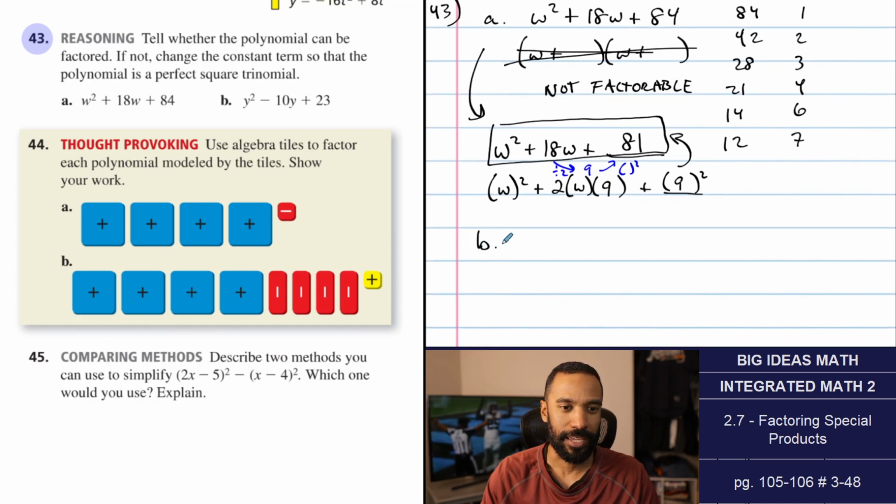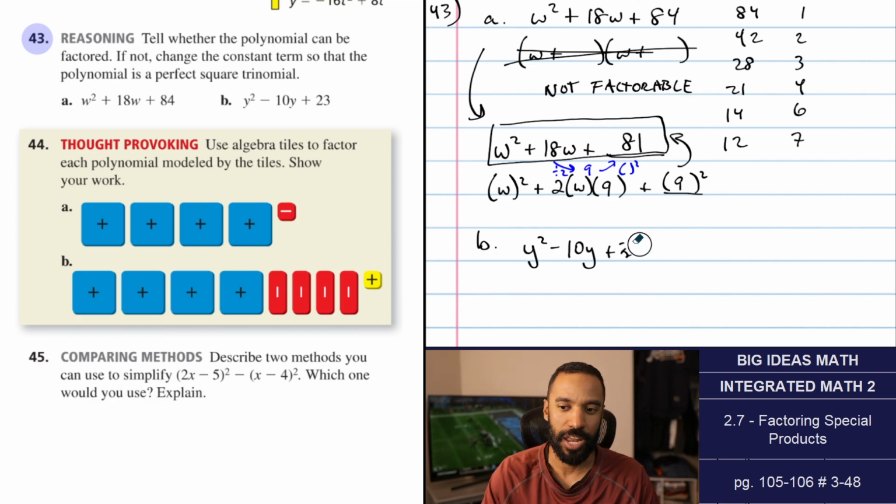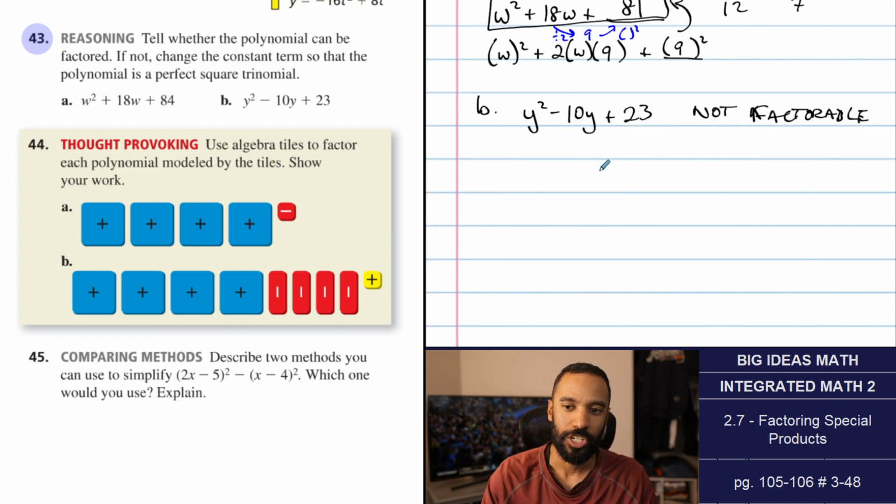All right, part B, y squared minus 10y plus 23. I can already tell you that 23, being a prime number, is not going to be factorable here. So plus 23, no, not factorable. So let's find something that can make this not only factorable, but a perfect square trinomial.